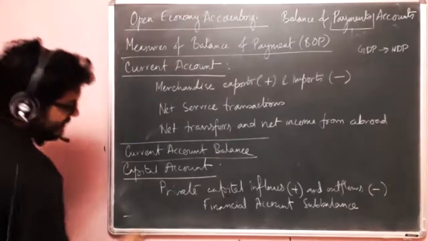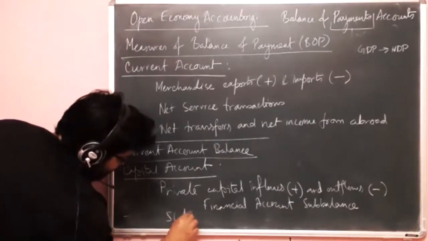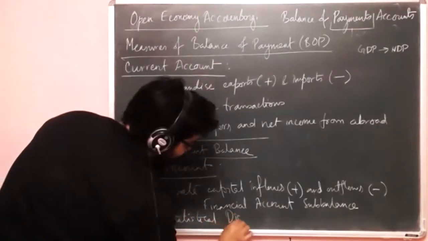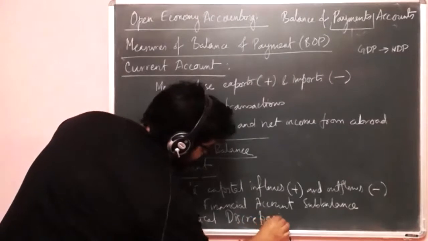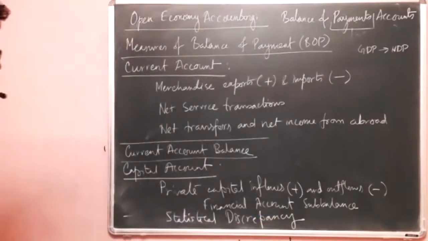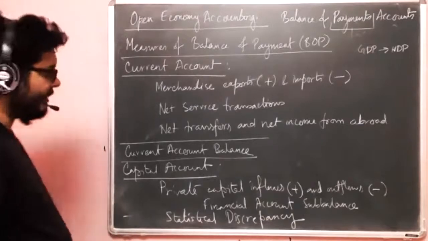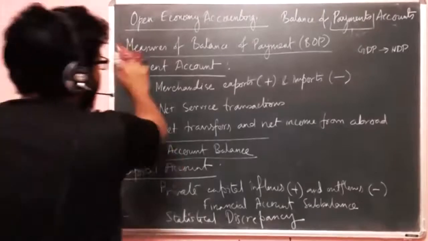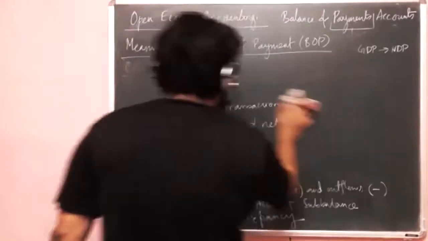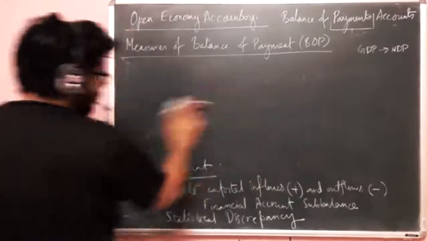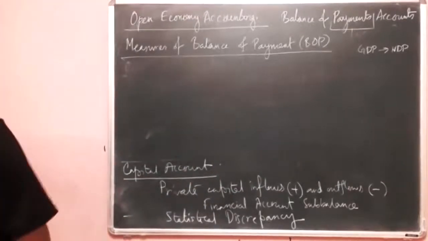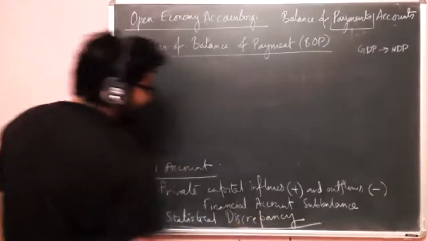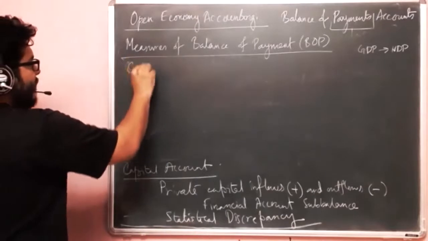And apart from that, obviously there is something called a statistical discrepancy. Now we write statistical discrepancy in the section of capital account. But statistical discrepancy actually has a role to play in general. So we'll come to that. So much like after writing the capital account components, if I give a line here below statistical discrepancy, then that will give us capital account balance.